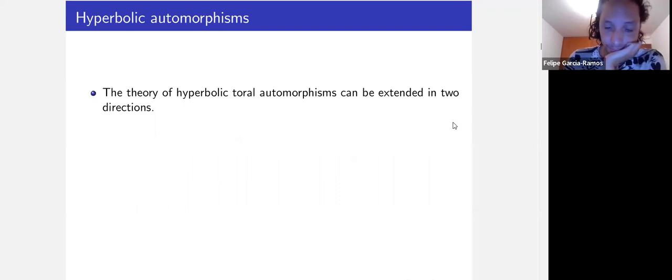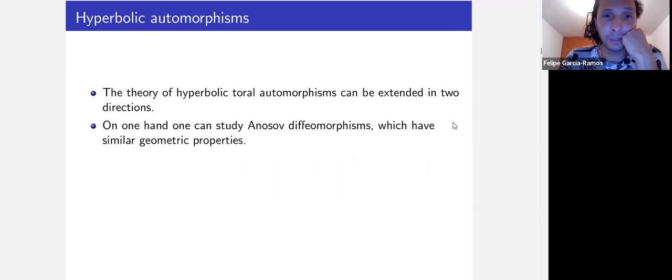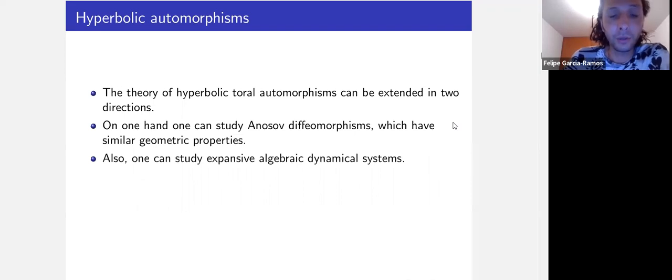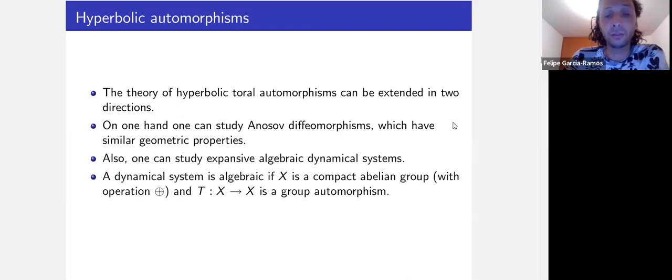Okay, so I'm interested in which ways we can generalize these kinds of examples. One way is the geometrical one, and this is the case of diffeomorphisms, a kind of geometric generalization. But the one I'm more interested in this talk is expansive algebraic dynamical systems. So what I mean by algebraic dynamical system is the following.